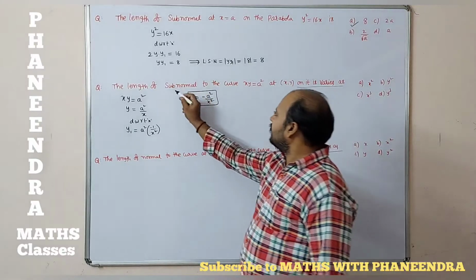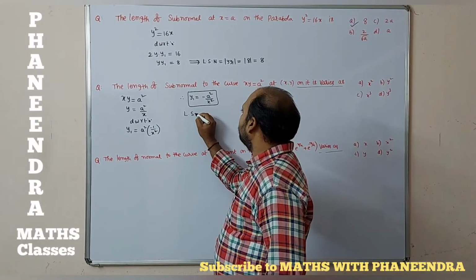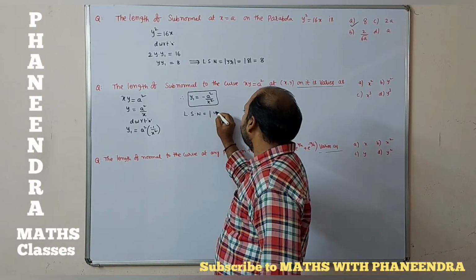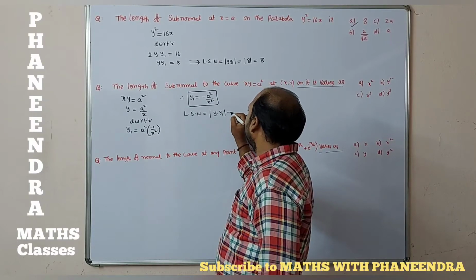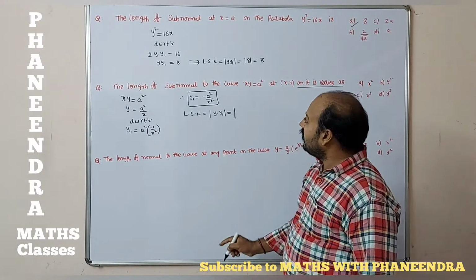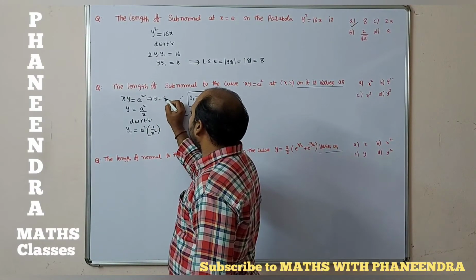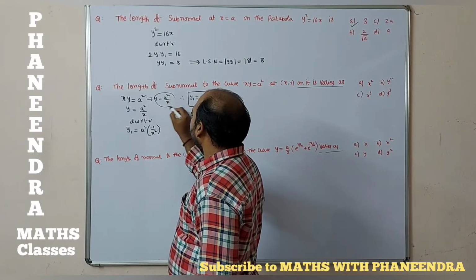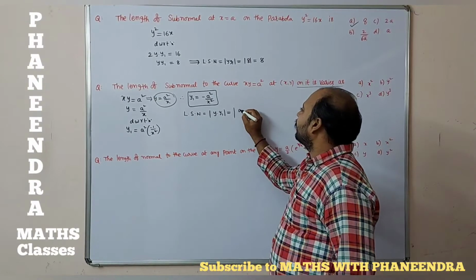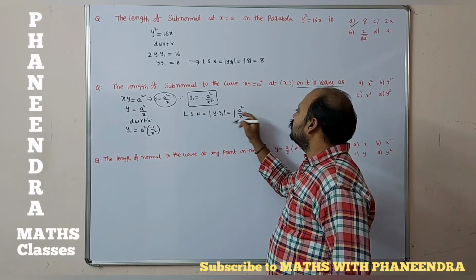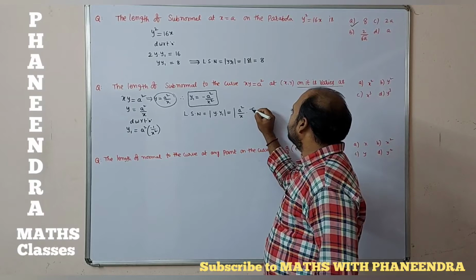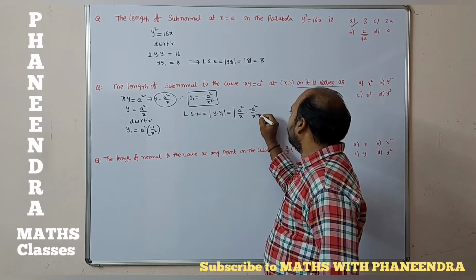So after that, length of subnormal, LSN. Length of subnormal formula is what? Mod y into y1. That is equal to mod y. Y value is what? From this given curve, make y the subject. So y is equal to a square by x only, no? This we can replace here. A square by x into y1 value, which is minus a square by x square.